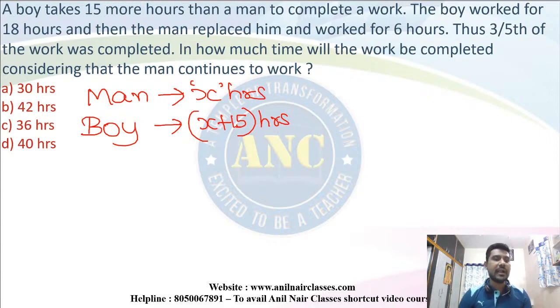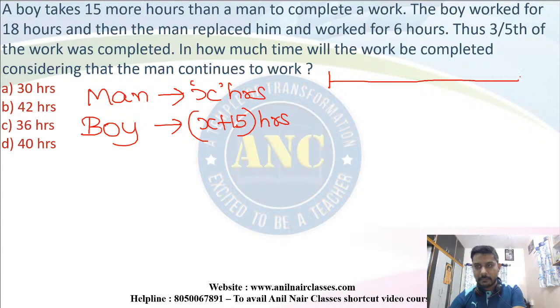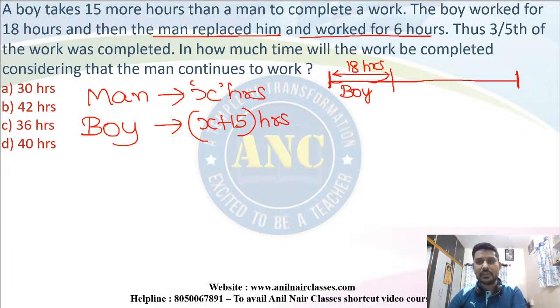Now, the boy started the work for 18 hours and then the man replaced him and worked for 6 hours. This is the starting of the work, this is the ending of the work. Totally, it will take some days to complete the work, we don't know about it. But it is given that the boy worked for 18 hours. So first 18 hours, only the boy is working. And after 18 hours, the boy is no more interested to work. The man replaced him and worked for 6 hours. So this is what is given till this point.